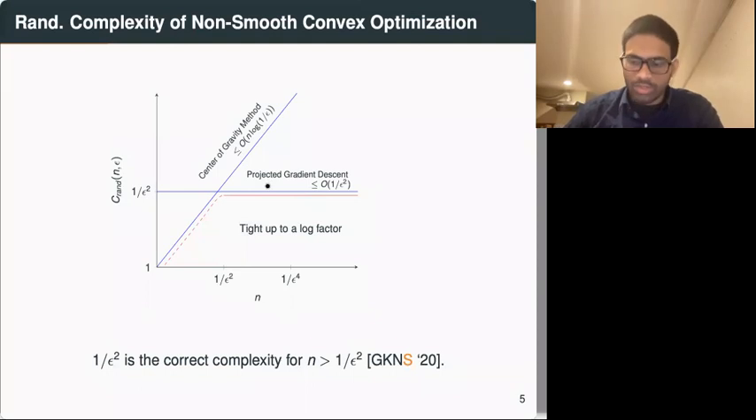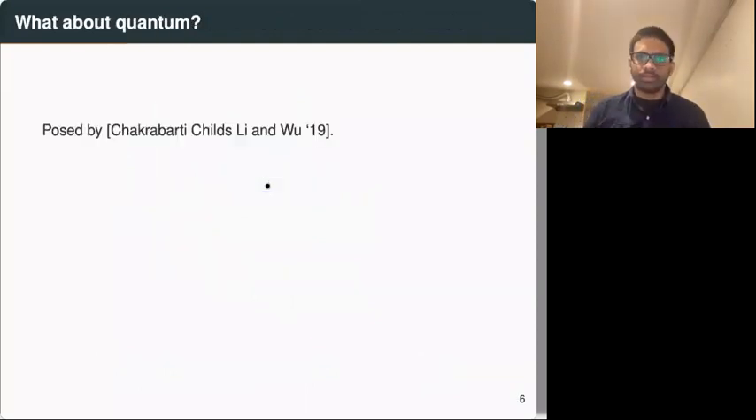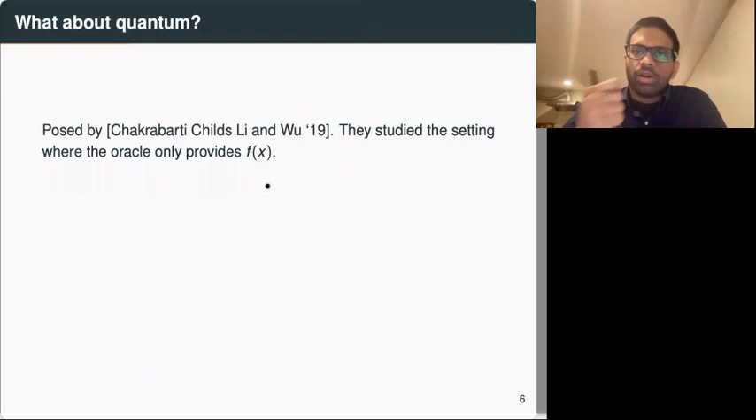But this is not the result I really want to talk about. The question that we have is, what about quantum? What's the quantum complexity of this task? And this was posed explicitly by this paper, Chakrabarty, Childs, Lee, and Wu. Now, they had studied the complexity of this task when the oracle only provides you f of x. It doesn't provide you the gradient of f.